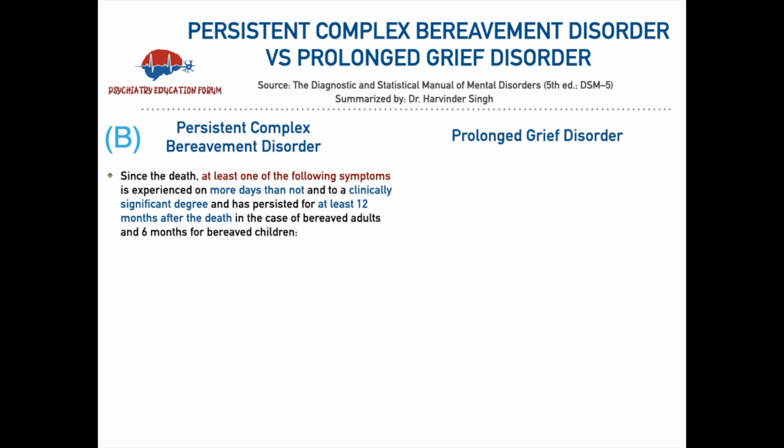Now criterion B is a little long and C is longer than that, so bear with me here. I have given different colors so that it's easy to understand. This criterion says, since the death, at least one of the following symptoms was present more days than not and to a clinically significant degree, and persisted for at least 12 months, and 6 months for children. This is very important because when we compare this with prolonged grief disorder, there are a few differences that we will notice, primarily in the number of symptoms and duration. So at least one of the following symptoms should be present in the last 12 months, more days than not, and to a clinically significant degree.